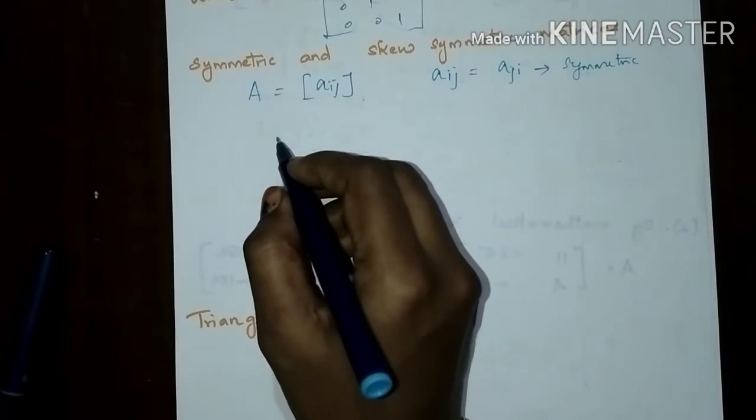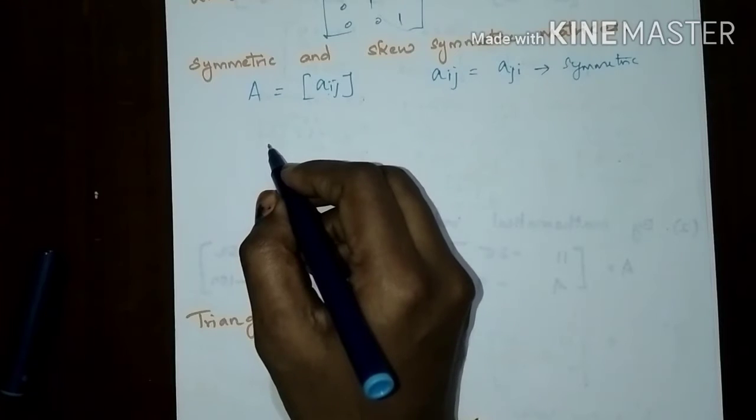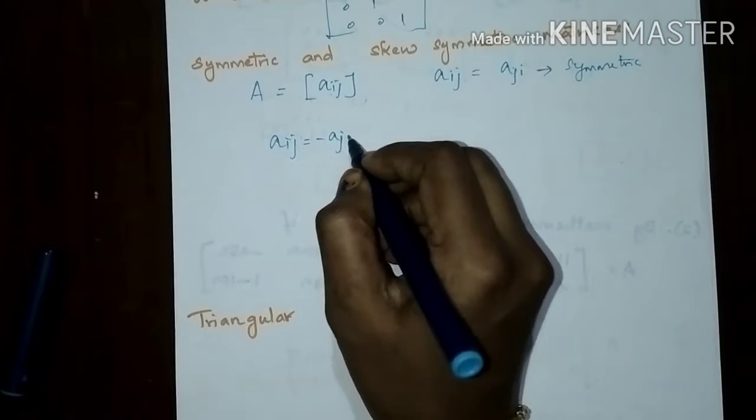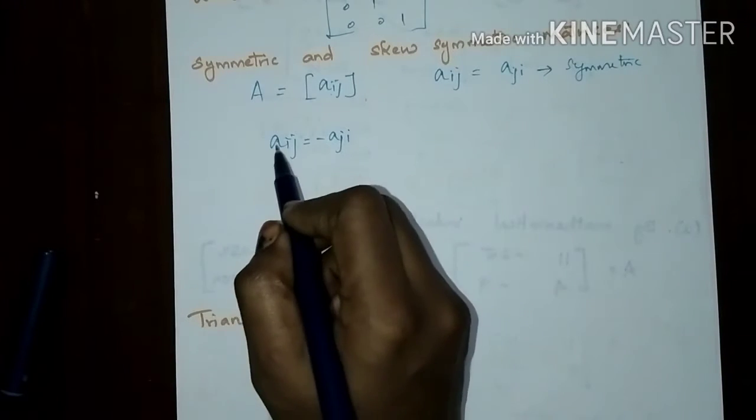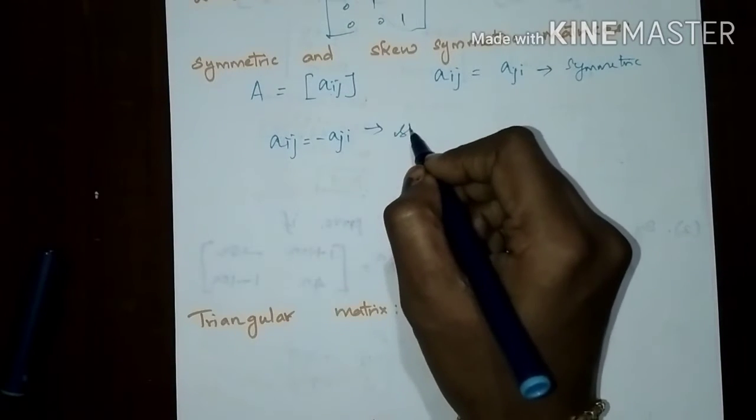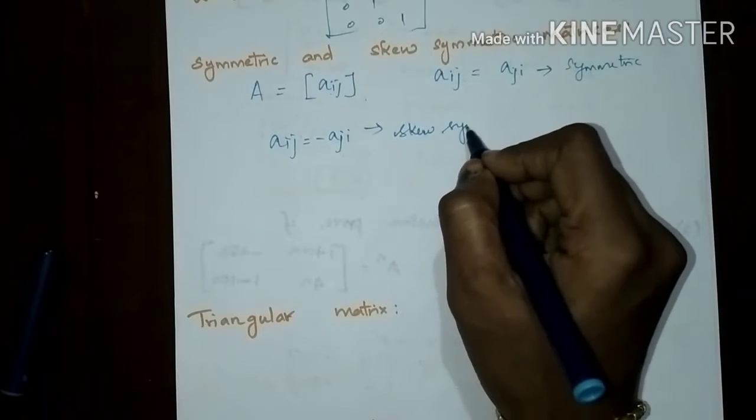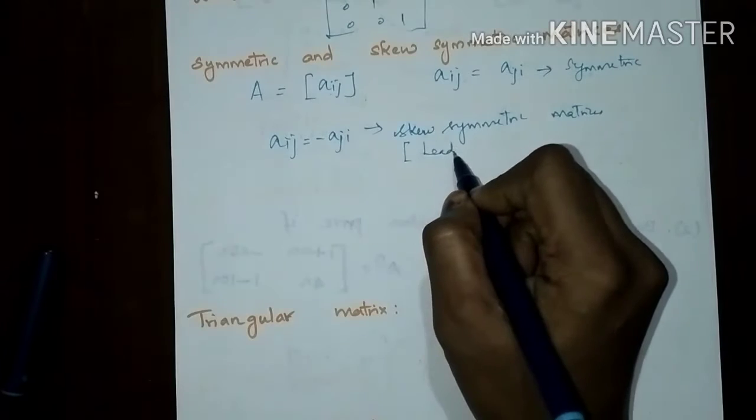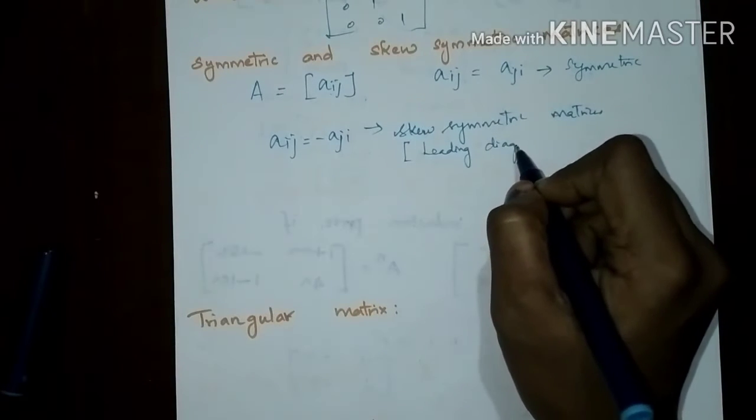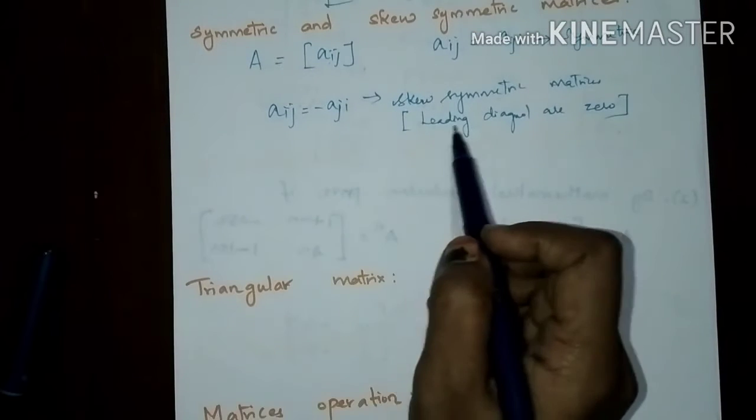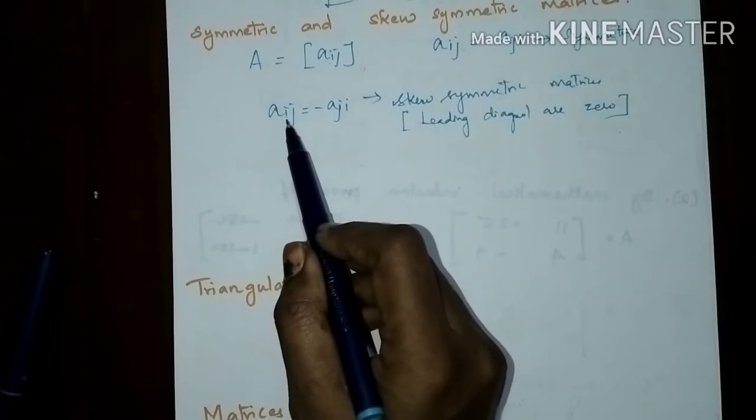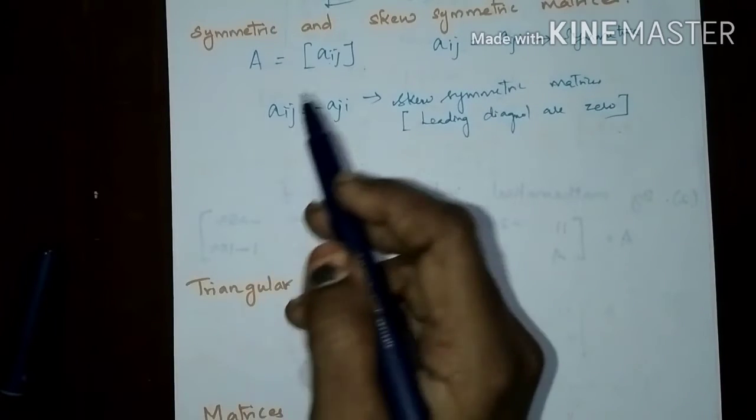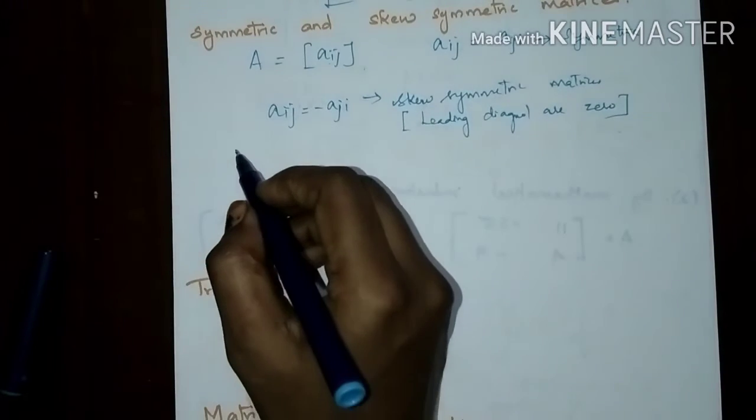The elements in a skew symmetric matrix are represented as minus Aji if you interchange rows and columns, and also the principal leading diagonal elements are 0 in skew symmetric matrices. Except for the leading diagonal elements, all other elements give the negative of the value if you interchange the row as a column or column as a row. Let us see the example.